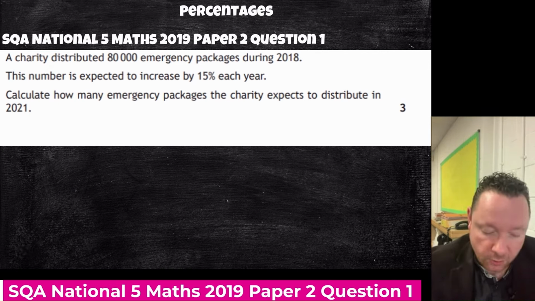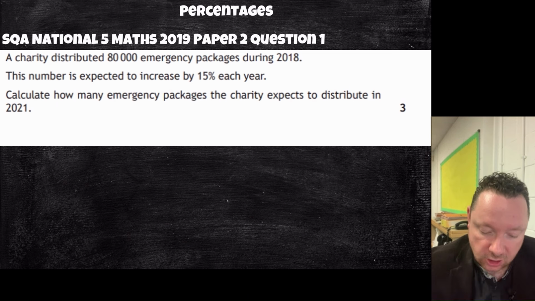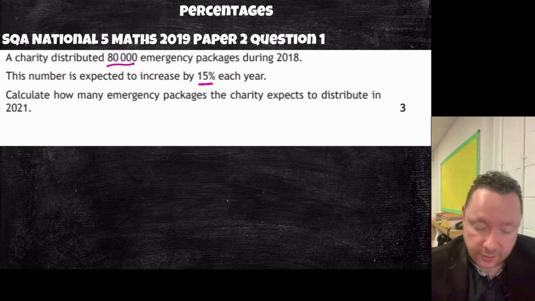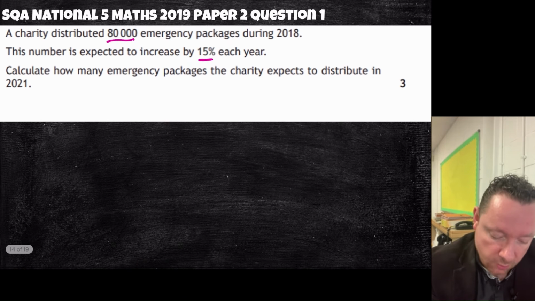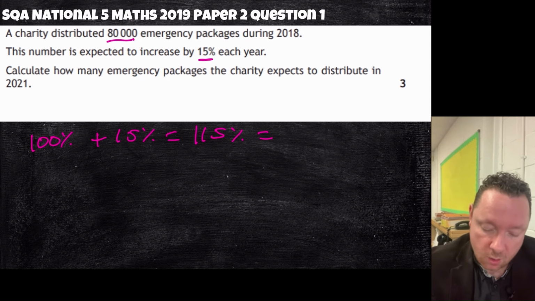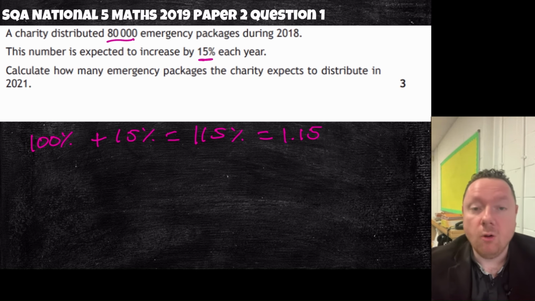SQA National 5 Maths 2019 Paper 2 Question 1. A charity distributed 80,000 emergency packages during 2018. The number is expected to increase by 15% each year. How many packages is it expected to distribute in 2021? So again, there's our amount, there's our percentage, and then the time we can work out is the difference between the years. So looking at the percent first, we start with 100%, we add 15% because it's going up, 115%, change that to a decimal, which is divided by 100, 1.15 is our key multiplier.